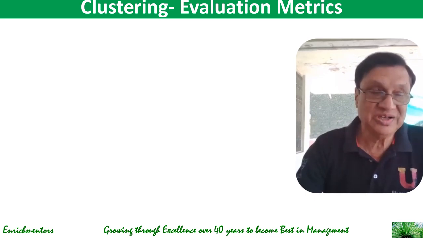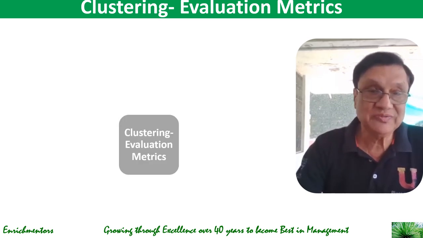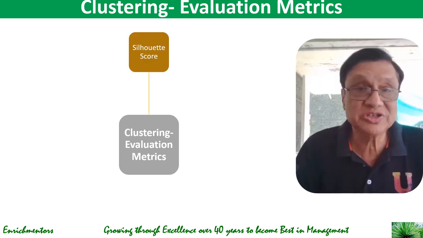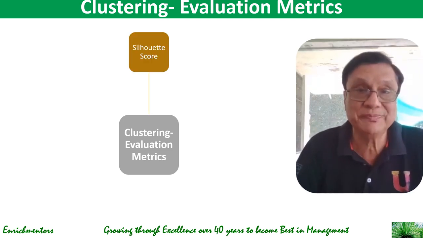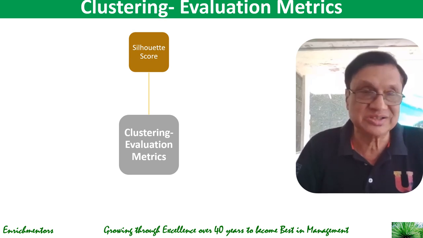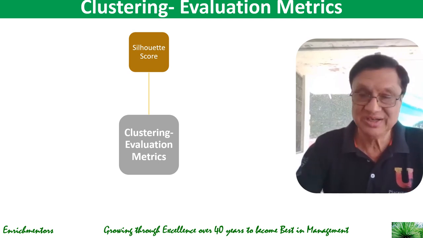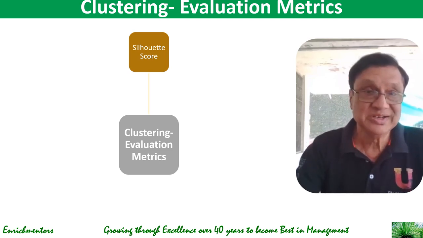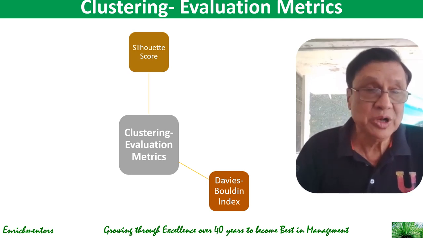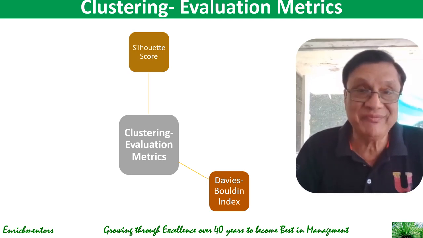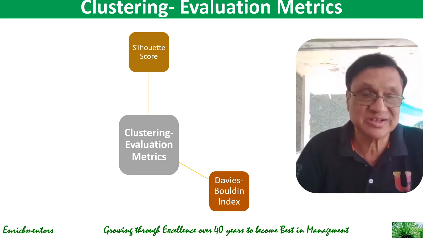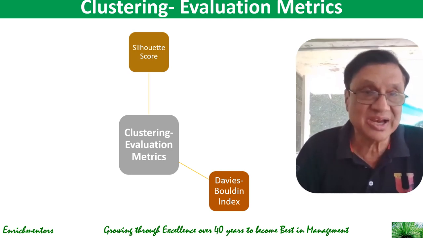And there are a lot of new things here for you to see. The first one for the clustering evaluation metrics is the Silhouette score, which measures how similar an object is to its own cluster compared to other clusters. So how much does an object belong to its own cluster compared to others? Second is the Davies-Bouldin index, which computes the average similarity between each cluster and its most similar cluster.